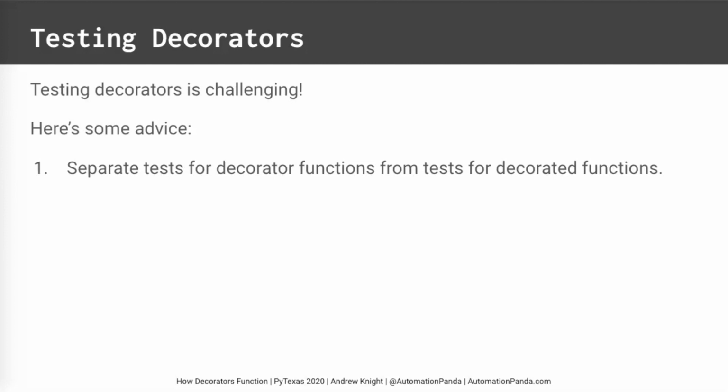First, separate tests for decorator functions from decorated functions. For decorator functions, focus on intended outcomes. Try to focus on the wrapper instead of whatever inner function is decorated. Remember, decorators can be applied to any callable, so cover the parts that make the decorators unique. Decorated functions should have their own separate unit tests.